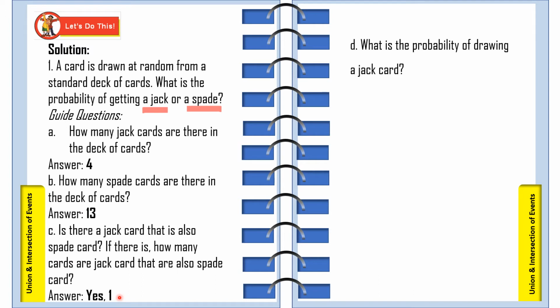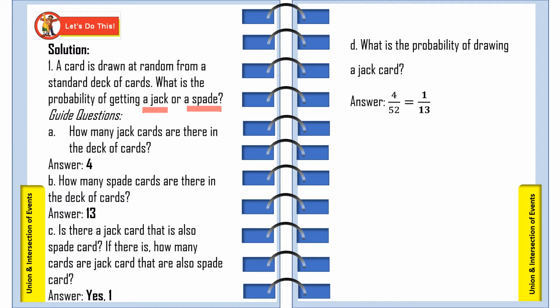Okay, next question. What is the probability of drawing a jack card? Drawing, again, hindi ito yung magdo-drawing kayo ng isang bagay. Drawing sa card ay pagkuha, no? You just pick. It's like picking. Draw a card. What's the probability of drawing a jack card? So, ano yung probability na ang makukuha natin ay isang jack card? Okay, our answer is, explain natin.